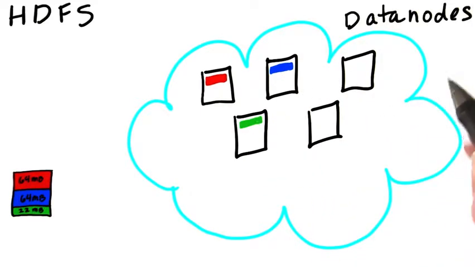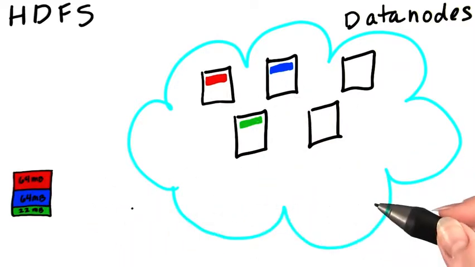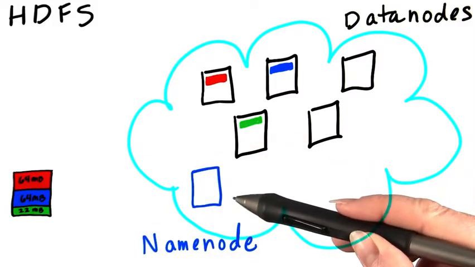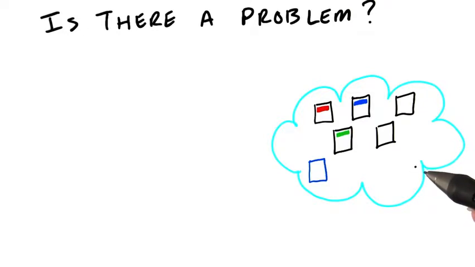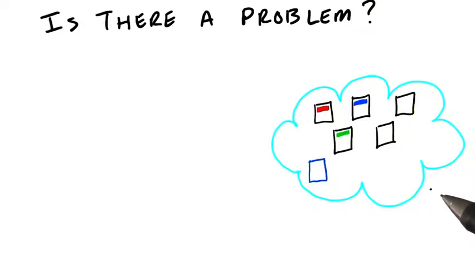Now clearly we need to know which blocks make up the original file, and that's handled by a separate machine running a daemon called the name node. The information stored on the name node is known as the metadata. That's fine as far as it goes, but there are some problems with this. Take a look at the diagram and see if you can spot where we might run into trouble.